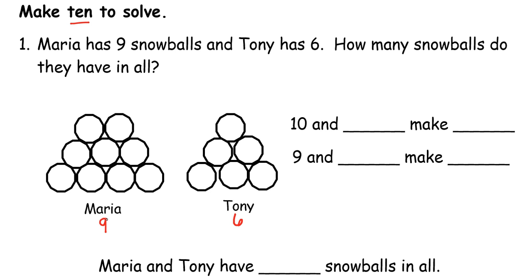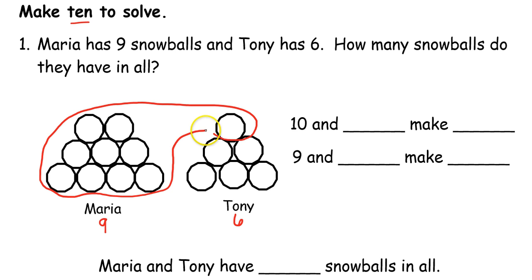Looking at Maria's picture, I know if I take one snowball from Tony's group and add it to her group, then that would be 10. So I'm going to show that as a group. I'm going to combine one snowball from Tony's pile with the 9 snowballs in Maria's pile. That gives me 10. That means I'm combining the 10 that I got when I made that group to the 5 snowballs that are left over in Tony's group.